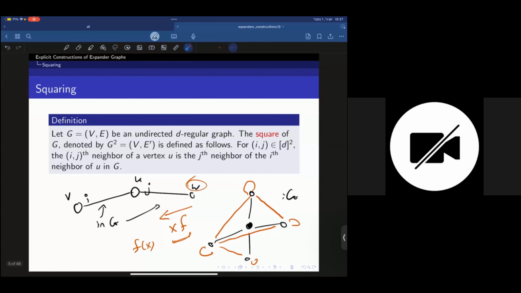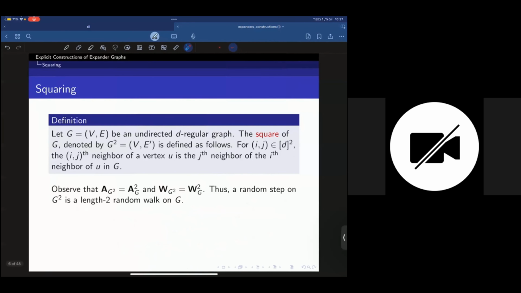Okay. So this is squaring, and obviously, if you look at the adjacency matrix of the square of a graph, it's really just the square of the adjacency matrix of the original graph. And here also you can see that there is a D on the diagonal if the graph is regular.